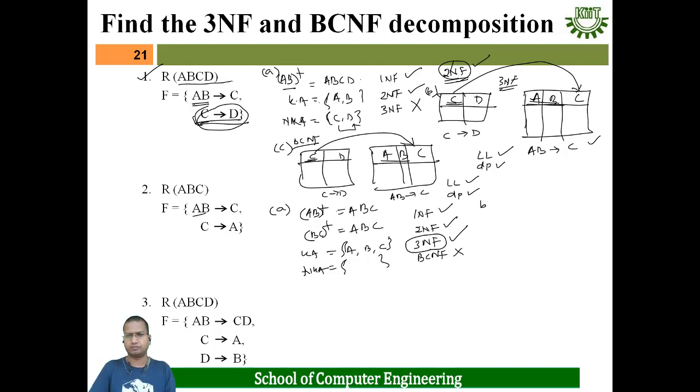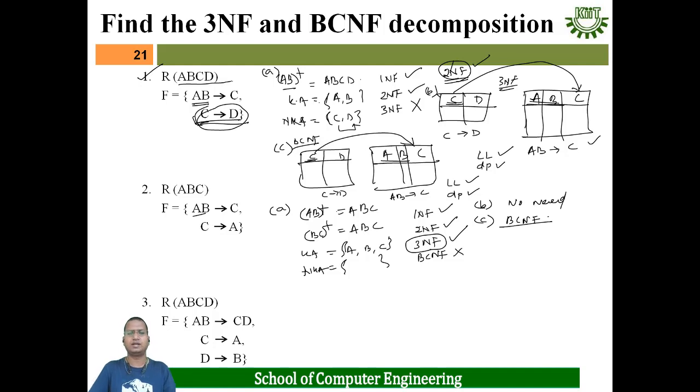Then question number B. B is the 3NF decomposition. As it is in 3NF, no need to decompose it into 3NF. Okay, no need. It is in 3NF, no need to decompose. Then C, BCNF decomposition. For BCNF decomposition, what do we have to do?